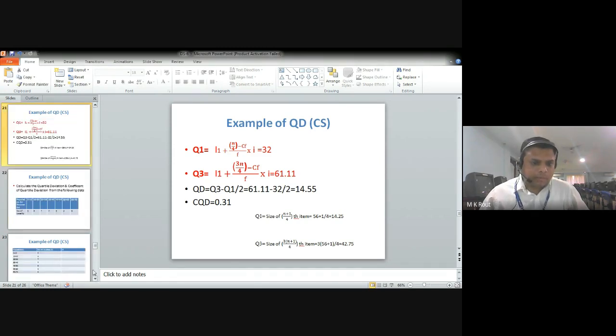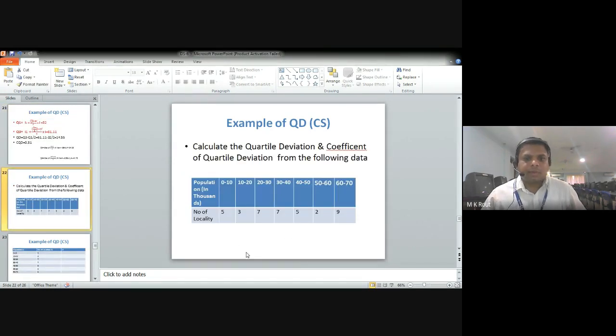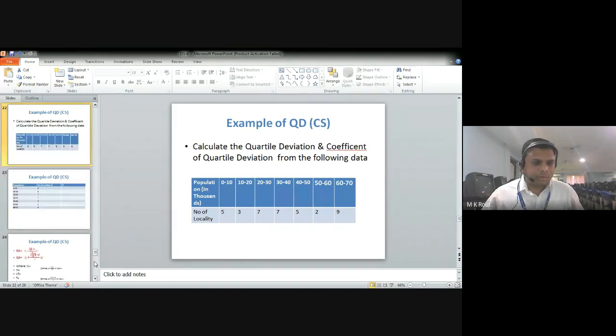Moving to the next problem. We have the population in 1000 again: 0 to 10, 10 to 20, 20 to 30, 30 to 40, similarly 40 to 50, 50 to 60, and the last one is 60 to 70. Their respective frequencies are given as the number of localities. Calculate the quartile deviation and coefficient of quartile deviation from the following data. You have only a few minutes.